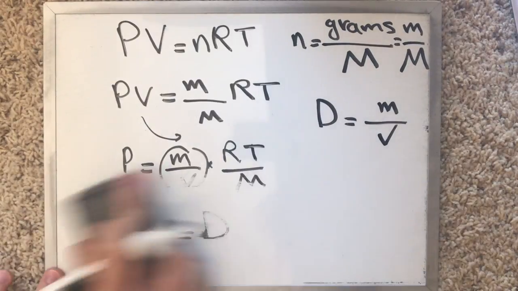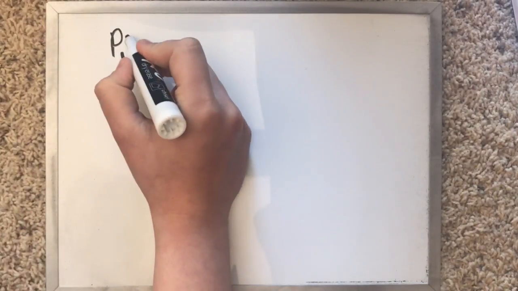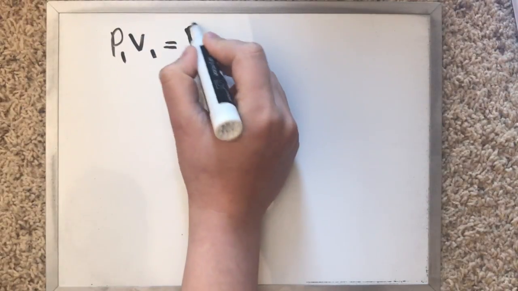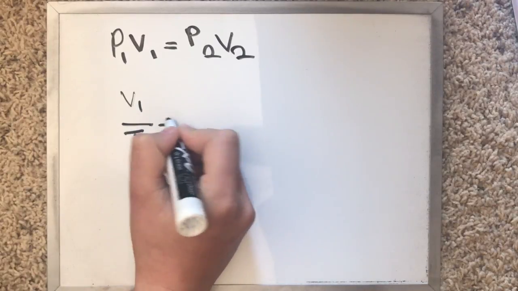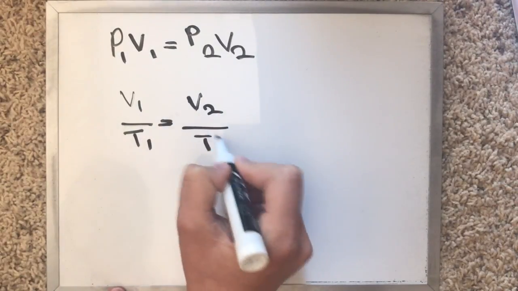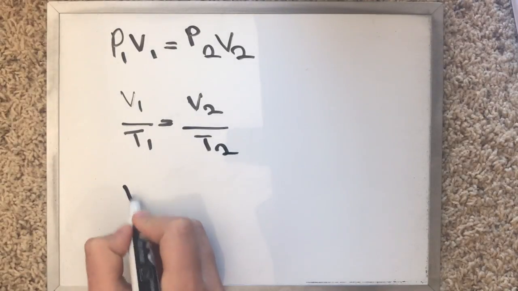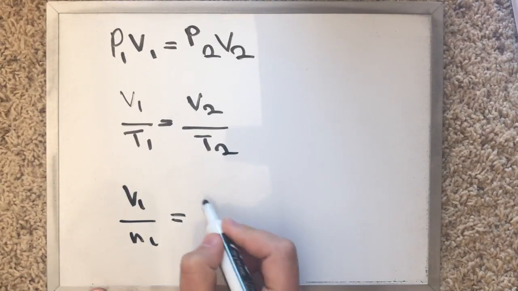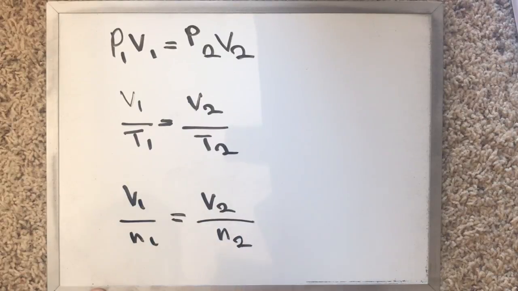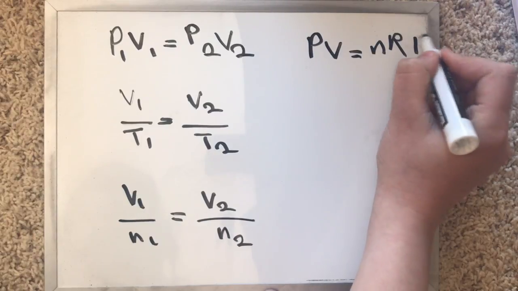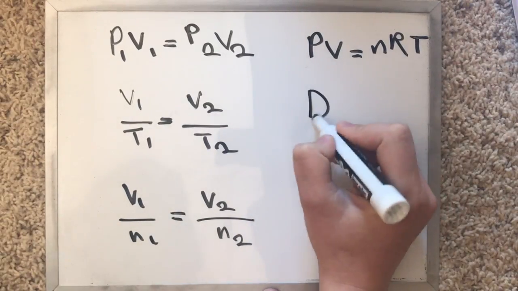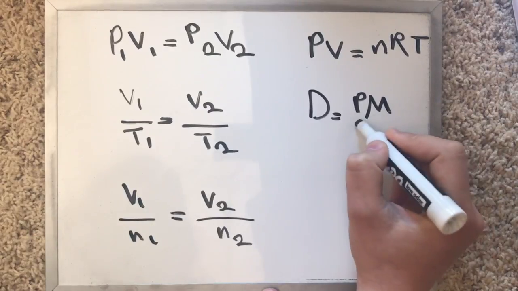Now, a summary of all the formulas that we learned. For Boyle's law, at constant temperature and number of moles of gas, we have P1 V1 equals P2 V2. Then based on Charles' law, V1 over T1 equals V2 over T2. Based on Avogadro's law, V1 over N1 equals V2 over N2. And we finally learned that the ideal gas law is PV equals nRT. And by deriving density from it, we have density equals PM over RT.